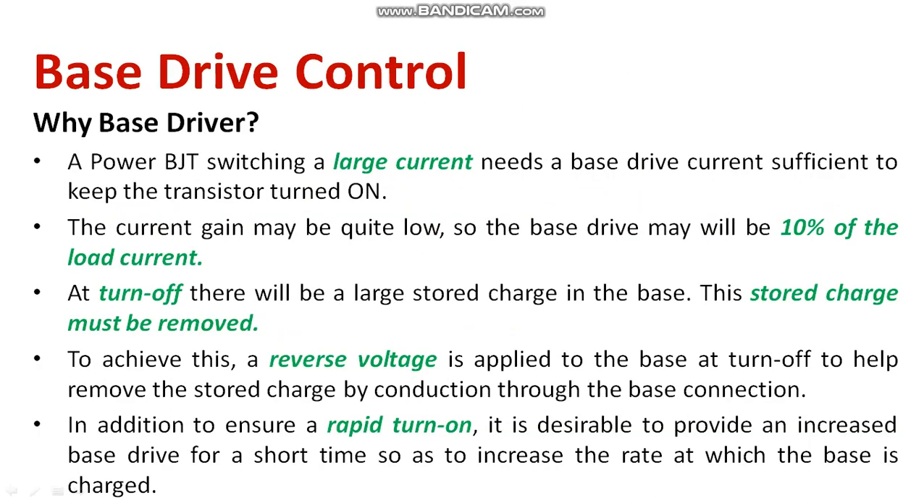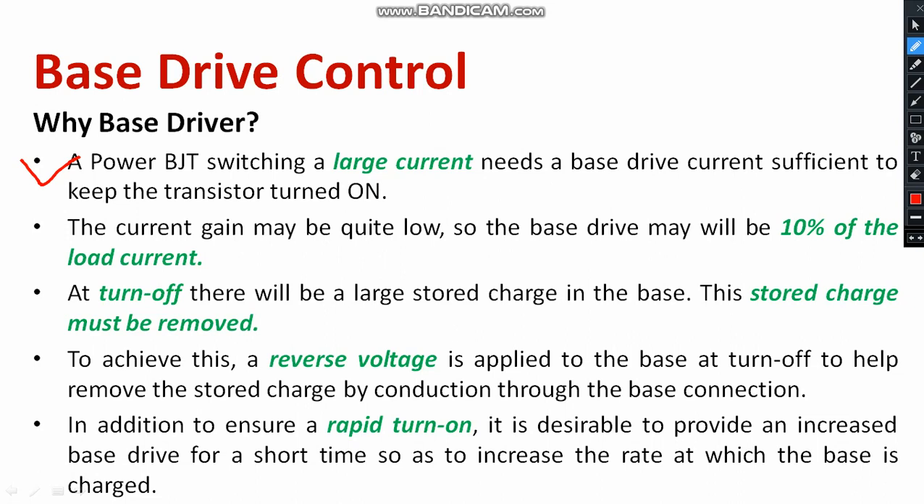As you can see, the Power BJT is a current controlled device. In order to turn on the Power BJT, continuous base current needs to be passed. It should be neither too large nor too low. If it is very high, there are chances the BJT falls into second breakdown. On the other hand, if the base current is very low, the BJT won't turn on. So it should be adequate.